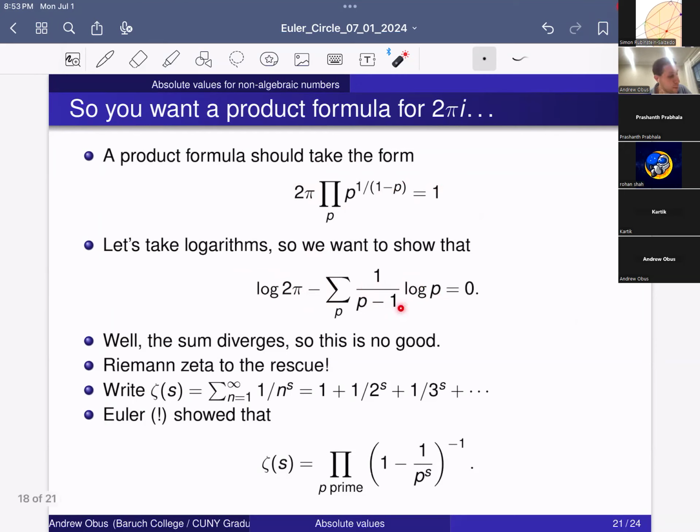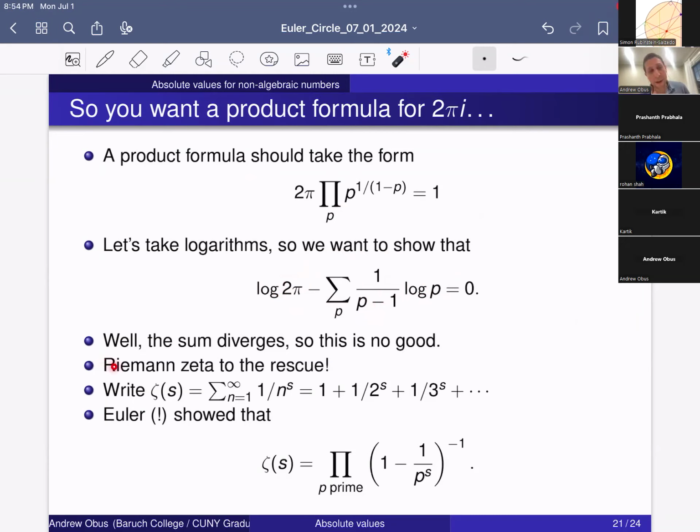And from some basic calculus, you can show that this is a divergent series. Okay, so this expression proving that this equals 0 is meaningless unless you give it a meaning. This is a divergent series, and you can't make any meaning of this statement. So how do we get a product formula?